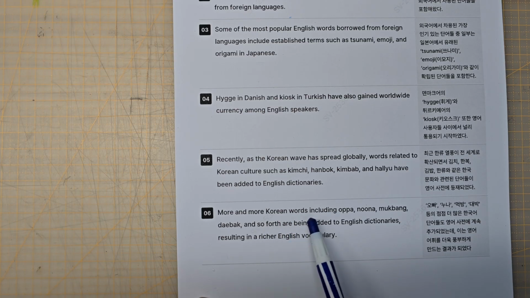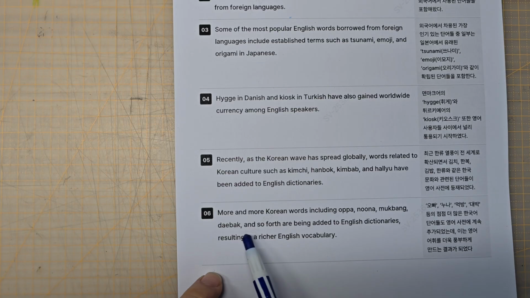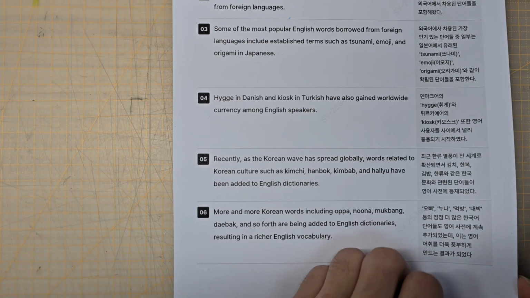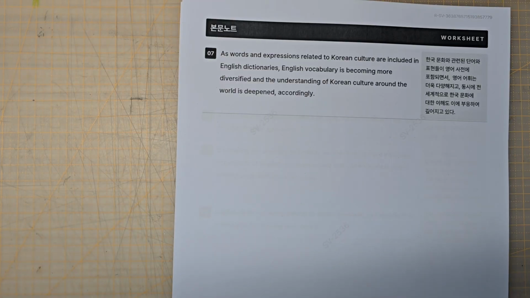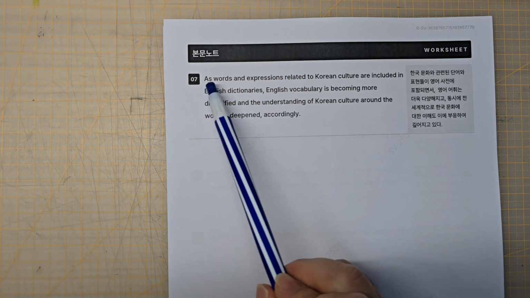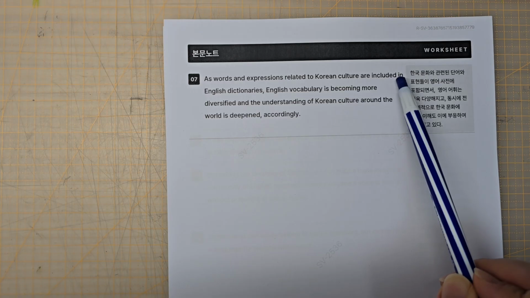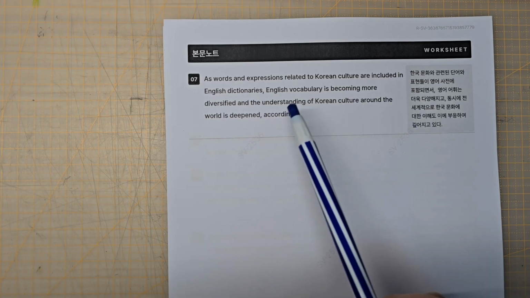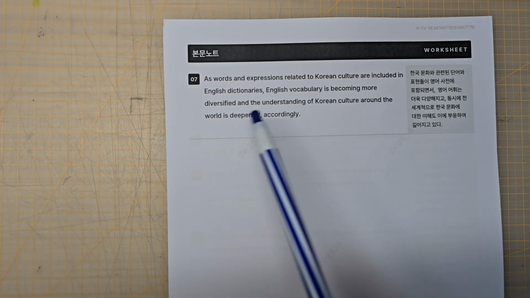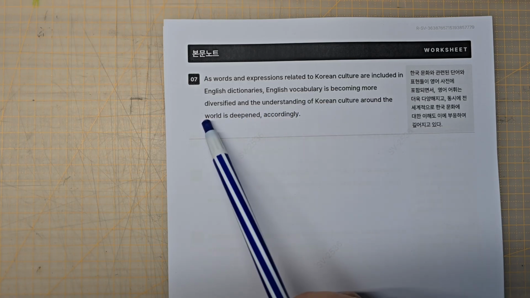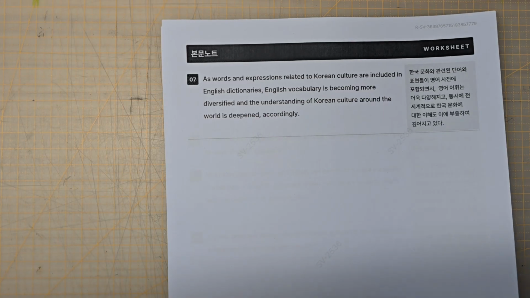More and more Korean words, including oppa, 누나, 먹방, 대박, and so forth, are being added to English dictionaries, resulting in a richer English vocabulary. As words and expressions related to Korean culture are included in English dictionaries, English vocabulary is becoming more diversified and the understanding of Korean culture around the world is deepened accordingly.